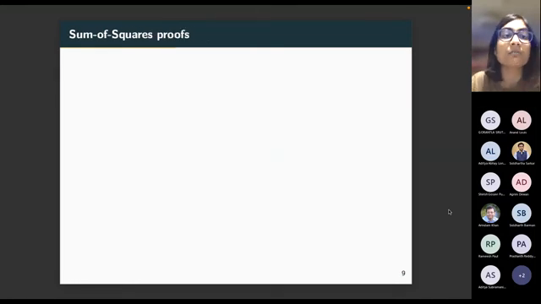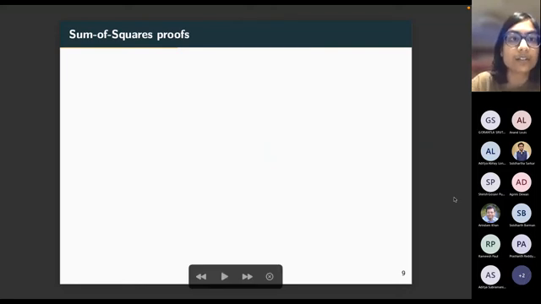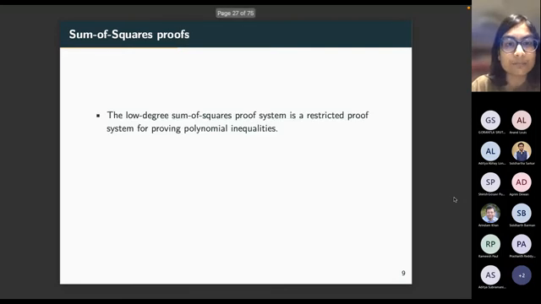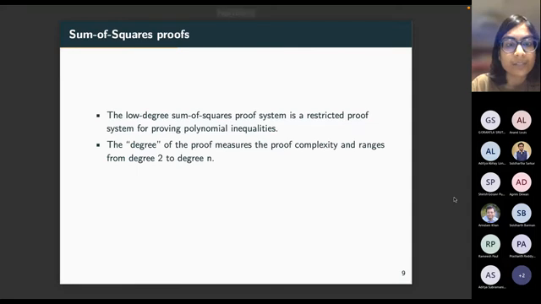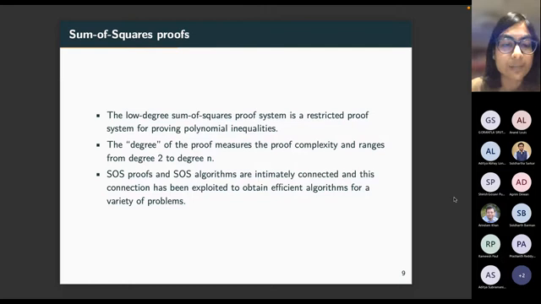Okay, and then one more very related concept here is sum of squares proofs. The sum of squares proof system is a restricted proof system for proving polynomial inequalities. And again, the degree of the proof measures the complexity of the proof, so how hard of a proof it is. This ranges again from degree 2 to degree n. These two concepts of sum of squares proofs and sum of squares algorithms are very intimately connected, and this connection has been exploited to obtain efficient algorithms for a variety of problems. So if you did not understand these two slides, it's okay, you can understand the rest of the talk.